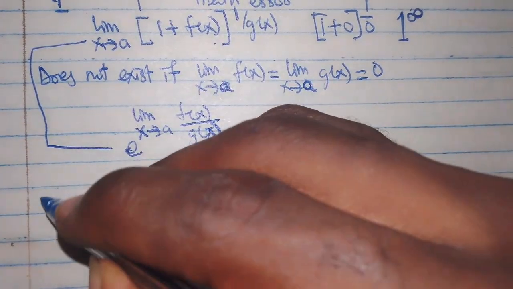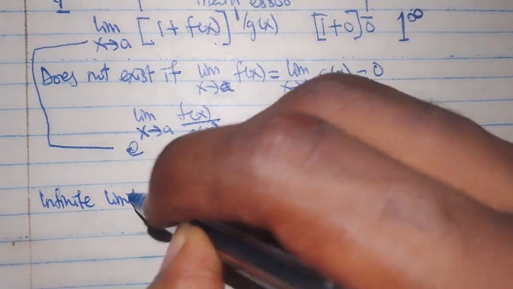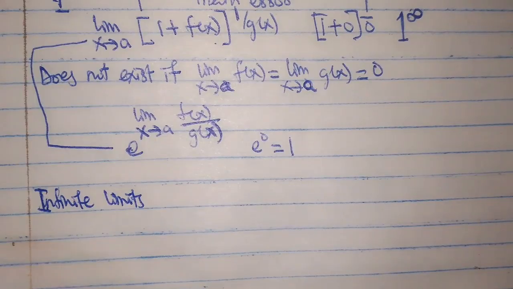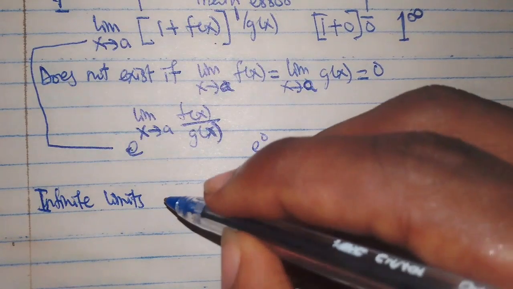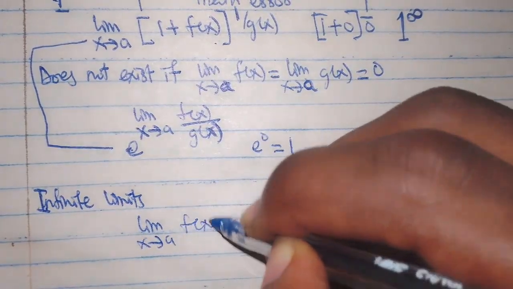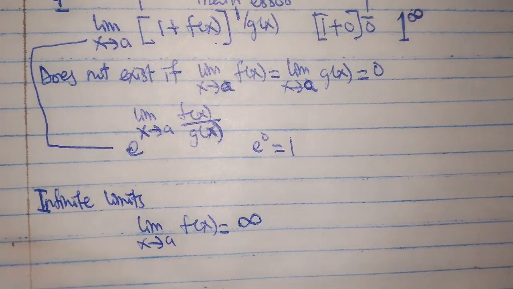So now let's move to another thing under the limit. The last thing we are looking at is infinite limits. So this is what we want to look at. We are saying that limit as x approaches a of f of x is equal to infinity.